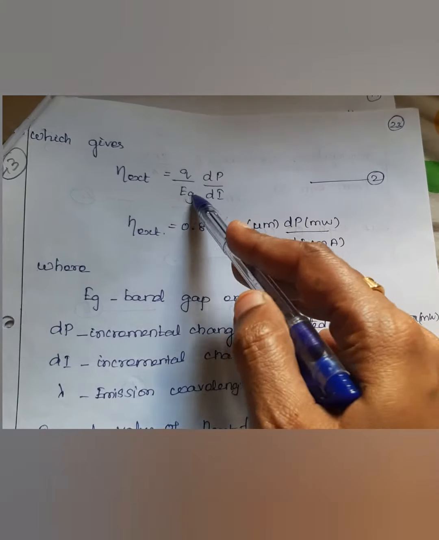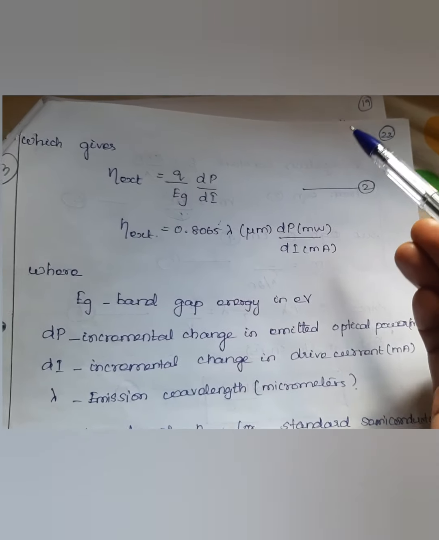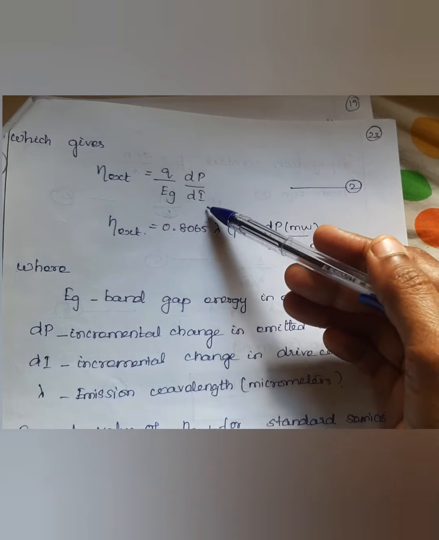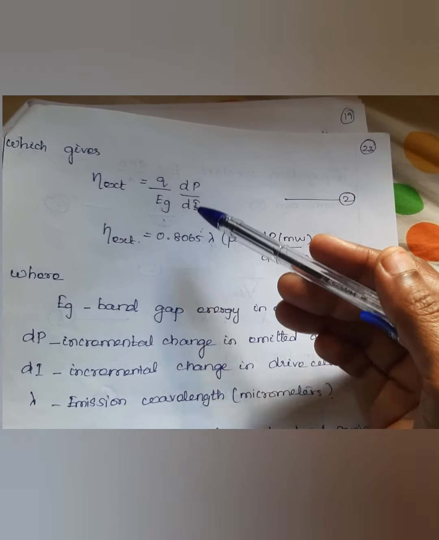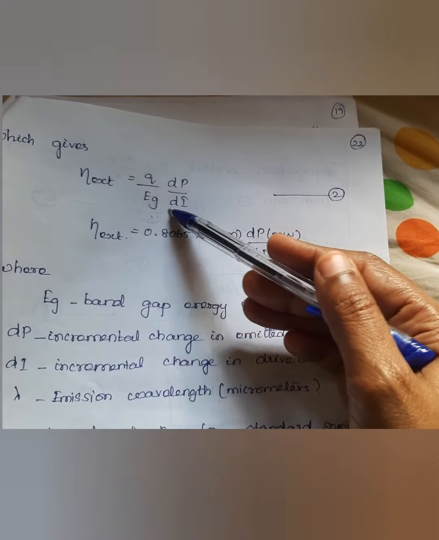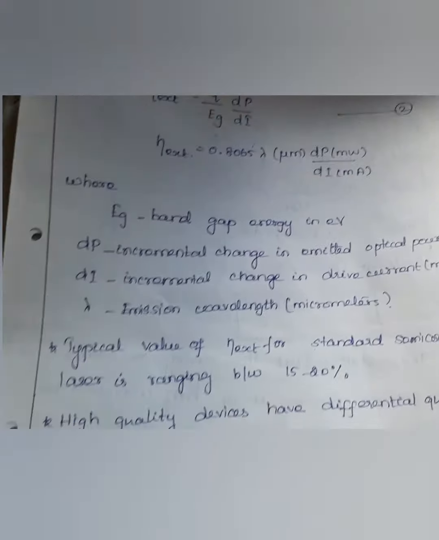Okay, so what is Eg? Energy band gap value, and dP is a small change in the optical power, and there is a small change in the current. There is an incremental change, normally we will write I plus dI. Same thing, delta I, which can be written as dI. Okay, so this is about the external quantum efficiency.